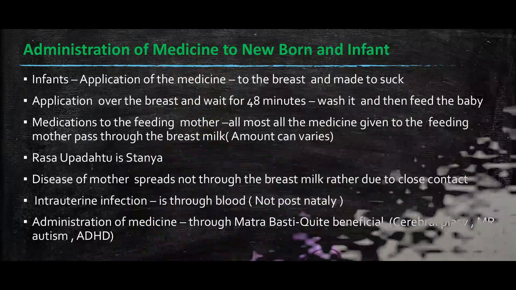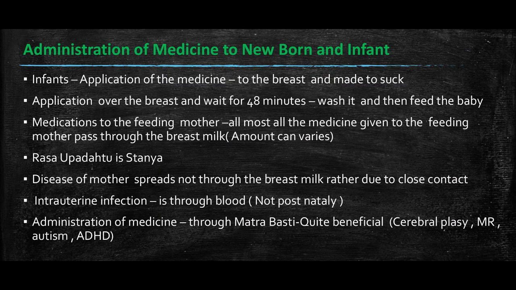Infection may be transmitted because of close contact with the mother. When the mother is feeding the baby, there will be very close contact and exchange of respiration, expiration, the air, etc. Therefore, because of close contact, there may be spreading of the infection, not through the breast milk. So, breast milk is always breast milk. Mateva pibet stanyam, it should not be rejected to the baby. It should be given in all possible conditions except some absolute contraindications. Otherwise, it should always be given to the baby. So, disease of the mother may spread to the baby because of close contact and airborne infection, not through the breast milk. This confusion has to be removed very clearly.